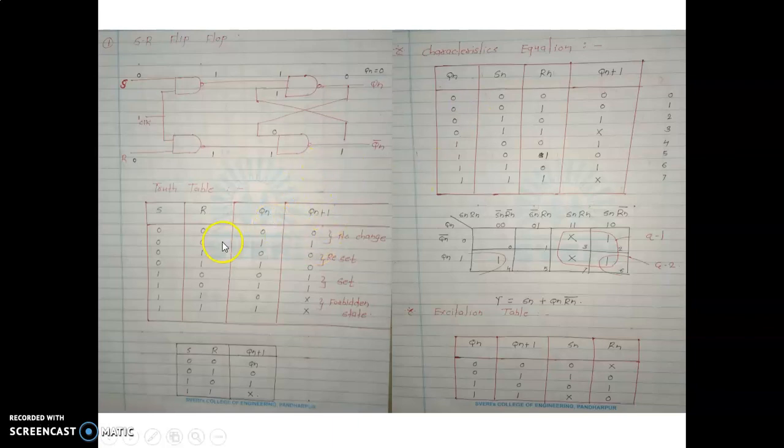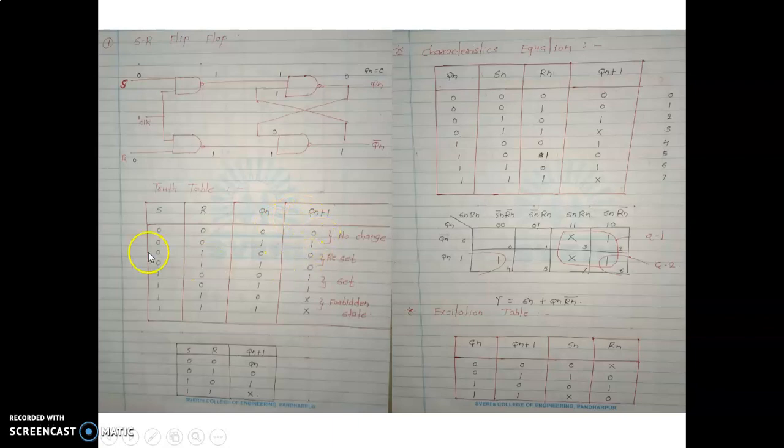So here we can consider if S equal to 0, R equal to 0 and Qn equal to 0, the next state is also 0. If Qn is 1, then the next state is also 1. So here we can write no change in the next state. Whatever the present state, the next state will be as it is.